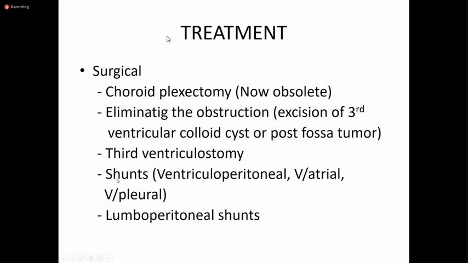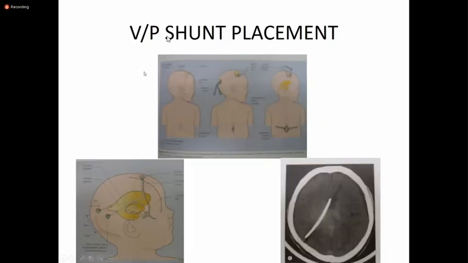The most common methods that we do these days to treat the hydrocephalus are ventriculoperitoneal shunt, ventriculoatrial shunt, or ventriculopleural shunts. These are the very common shunts. Another method is lumboperitoneal shunts. This procedure is done in very selected cases, like normal pressure hydrocephalus, or some other selected cases as well. So this is the picture of VP shunt placement.